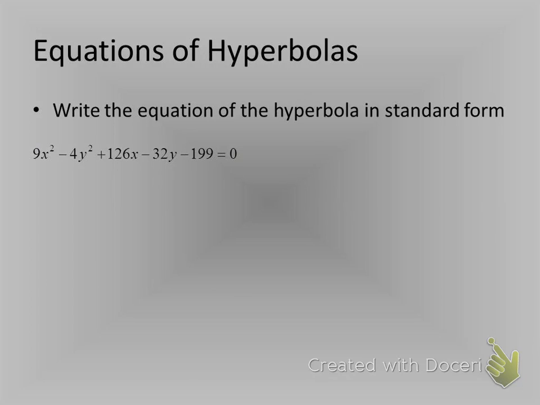What do you do? Three words. Click the square. Now, the only thing you've got to be careful with on hyperbolas, and this is how you tell the difference between an ellipse and a hyperbola when you're working one: you still group your x's together, and we move over that 199. You still group them, take out your 9. So 9 parentheses, x squared plus 126 divided by 9 gives you 14.